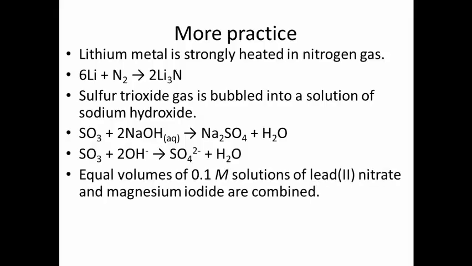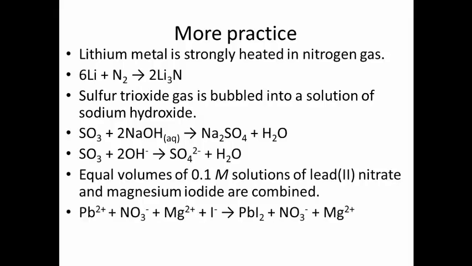And the last one is we have equal volumes of 1 molar solutions of lead(II) nitrate and magnesium iodide combined. So this is a precipitation reaction. And so when we write it all out, we get lead ions plus nitrate ions plus magnesium ions plus iodide ions gives us lead(II) iodide and nitrate and magnesium ions. And the nitrates haven't changed and the magnesium ions haven't changed, so they are our spectators. Only the lead and the iodide have made a solid now and went from being ions into a compound that can't come apart. So that is our whole reaction.